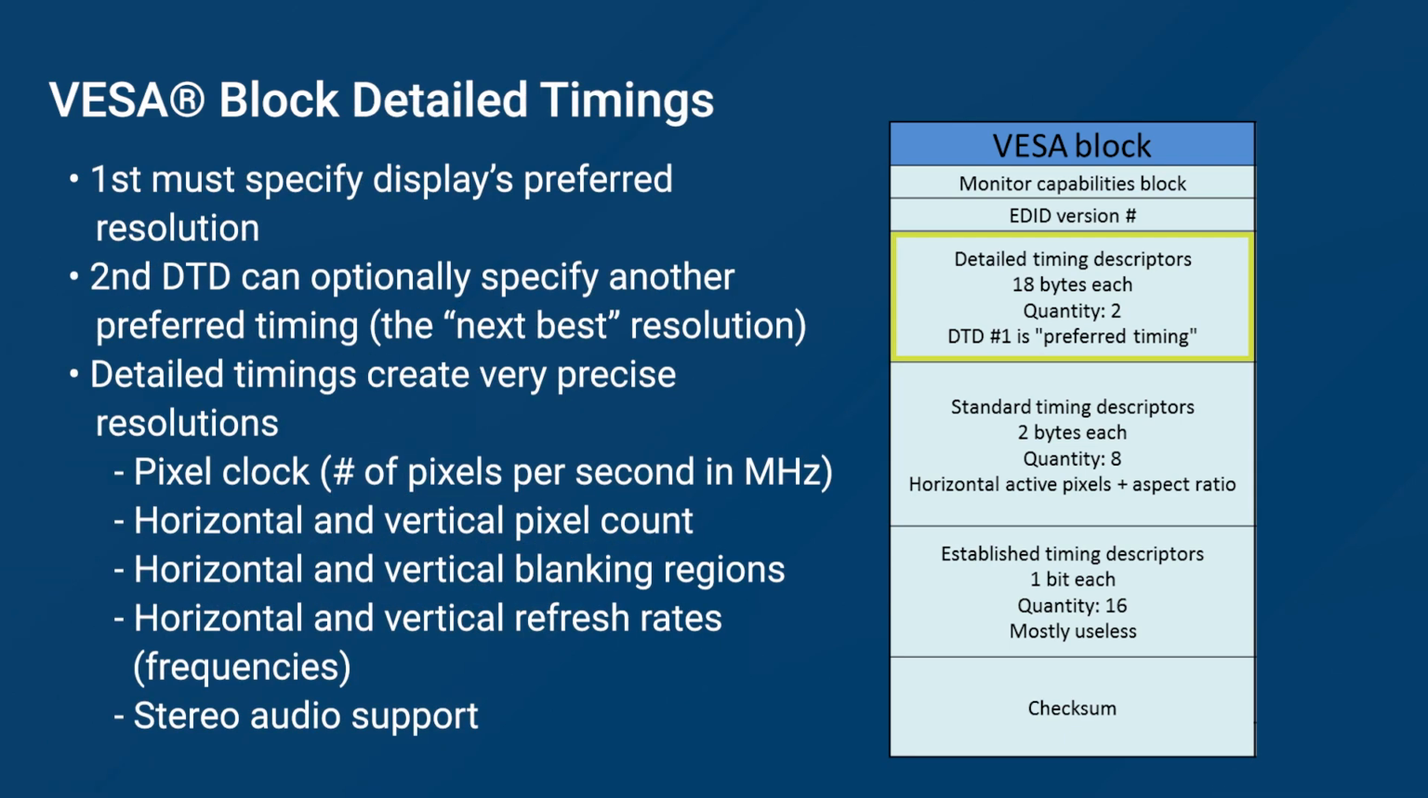VESA EDID also supports 2 detailed timing descriptors. These detailed timings have priority over standard and established timings. The first detailed timing must specify the display's preferred resolution. The second detailed timing can optionally specify another preferred timing. Essentially, detailed timings can define anything and everything, but you only get 2 of them. Since they can define everything, this is where you can define resolutions that are not 16 by 9, 16 by 10, 5 by 4, or 4 by 3.